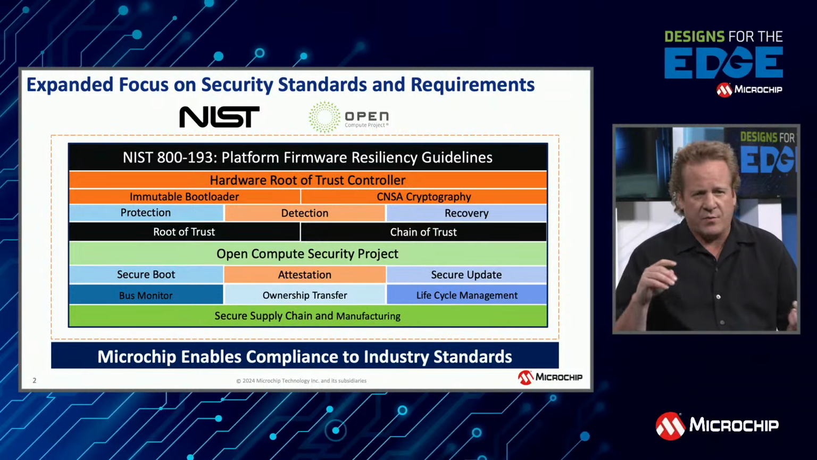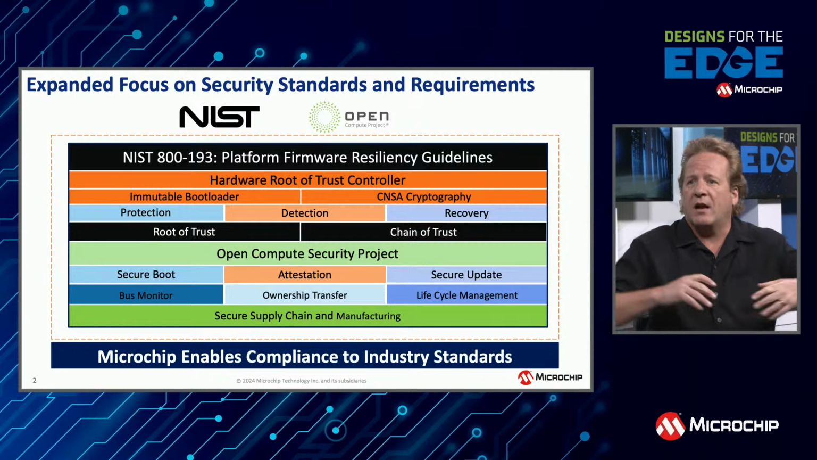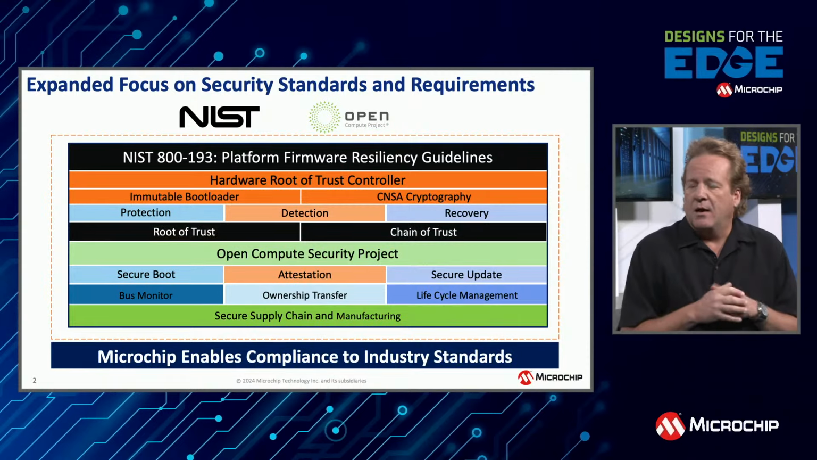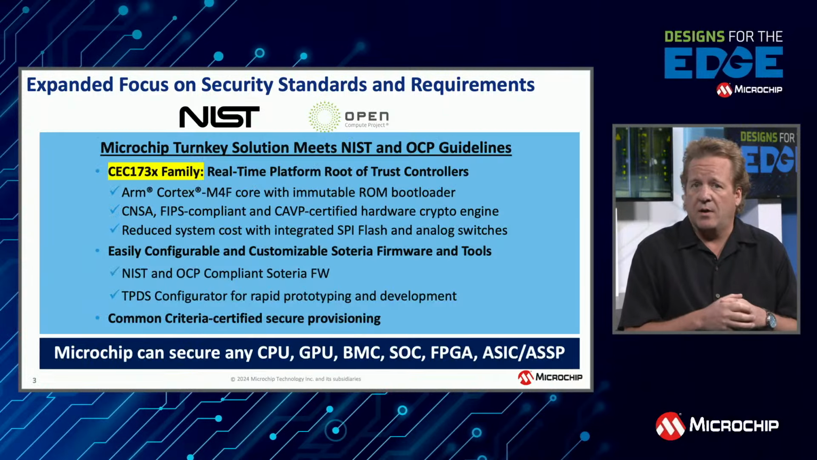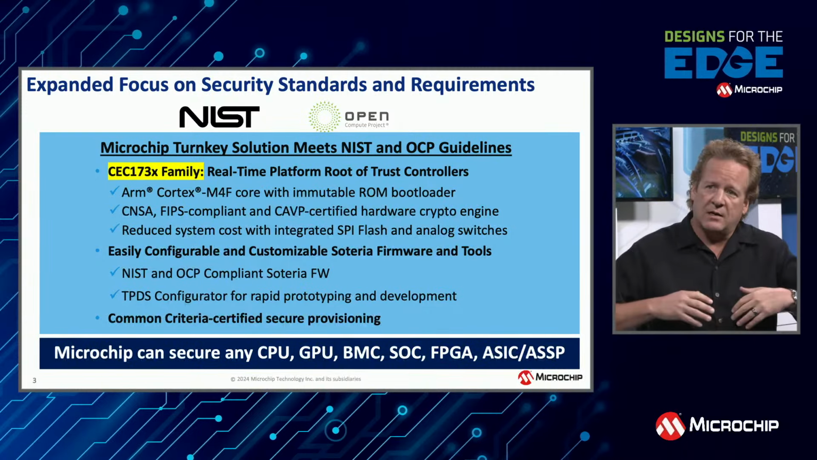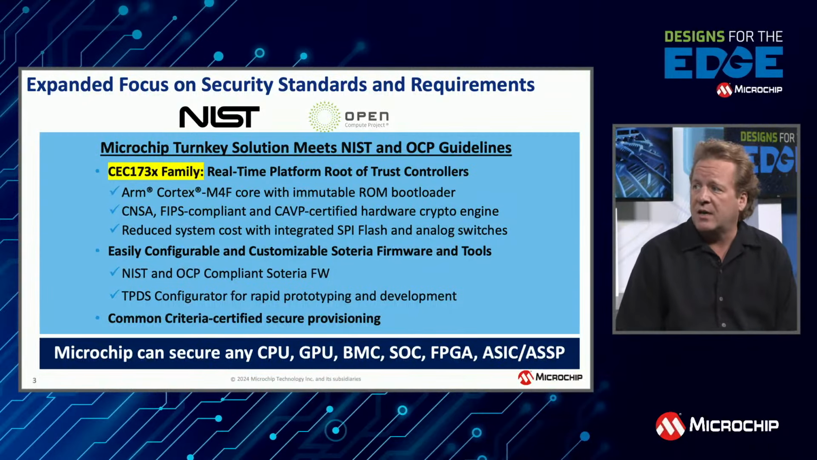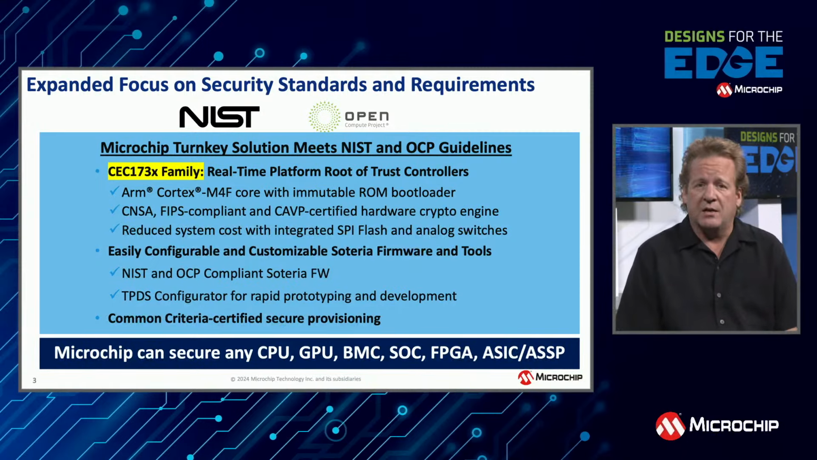This means that you start off with things like an immutable bootloader. You can guarantee how that operation is going to come up. With that, they also moved the crypto requirements from elliptic curve cryptography, ECC P256 to P384. So as we look at the requirements coming from NIST, similar requirements from the Open Compute Project, Microchip has solutions for that space, really for our embedded controllers family.